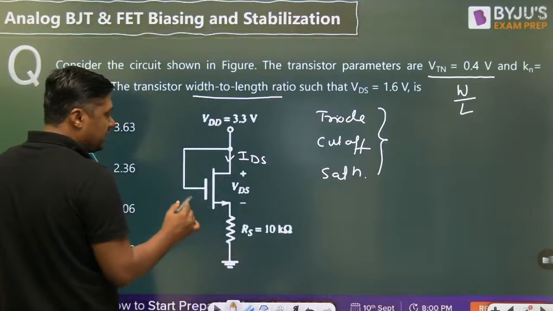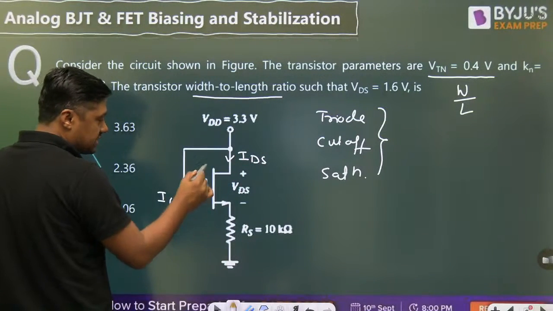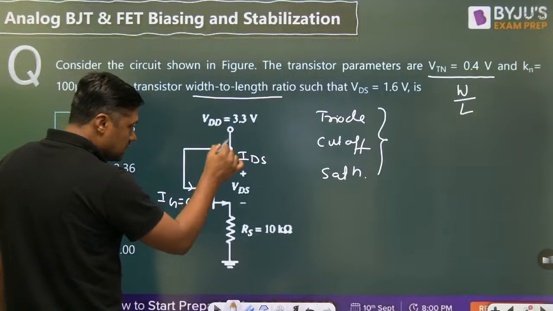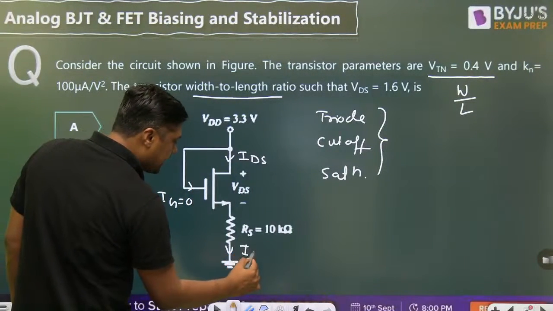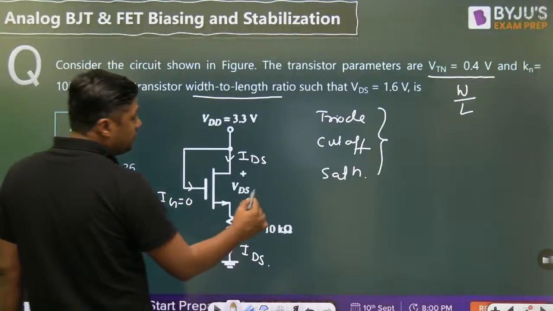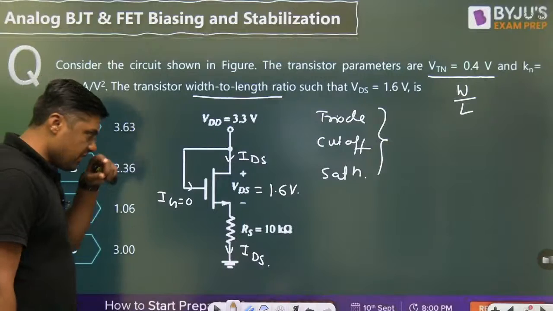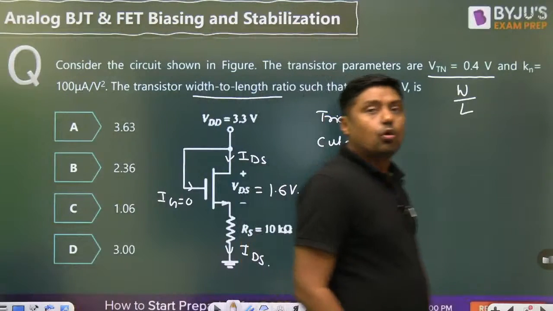This is the drain current. What is the gate current? Always remember the gate current is 0 because this resistance is almost infinite. The same current will pass through this IDS. What is given here? VDS is given as 1.6 volt.